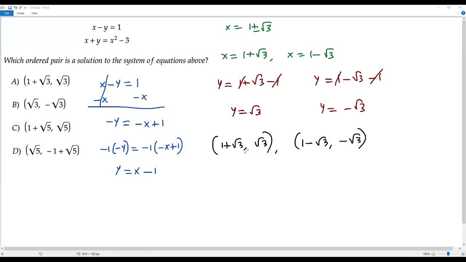So we have two sets of solutions for the given system of equations. In the first set, the x value is 1 plus square root of 3 and the y value is square root of 3, and the second set is 1 minus square root of 3 comma negative square root of 3. We find this particular set, 1 plus square root of 3 comma square root of 3, in option A. So the correct answer choice for this question is option A.